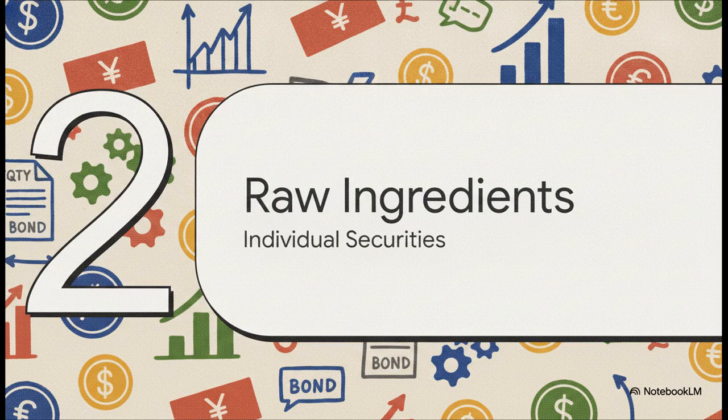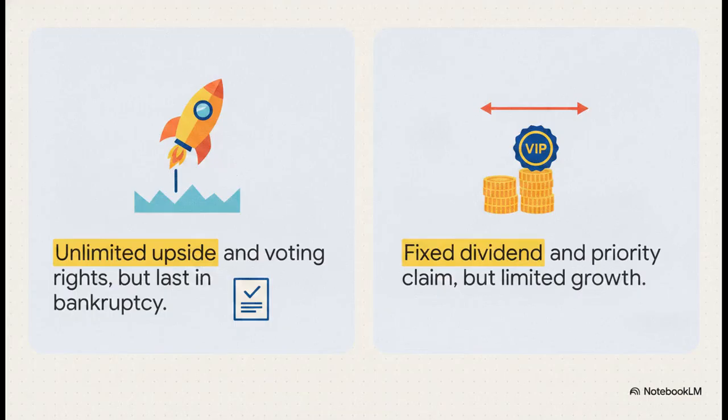Welcome to aisle 1. This is where we find the raw ingredients of any portfolio. Basically, we're looking at the direct ownership of individual equities and fixed income securities. Now, the core trade-off in equities is brilliantly illustrated right here. Think about common shares on one hand. They give you unlimited growth potential and a voice, meaning voting power, at the annual general meeting. But the catch, you are dead last in line if the company goes bankrupt.